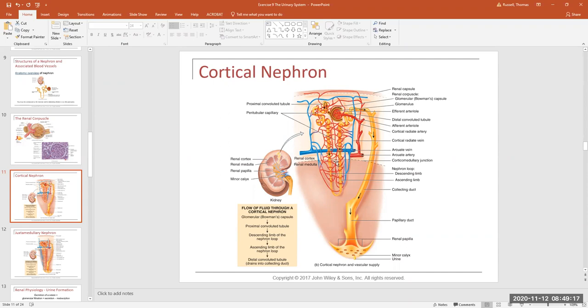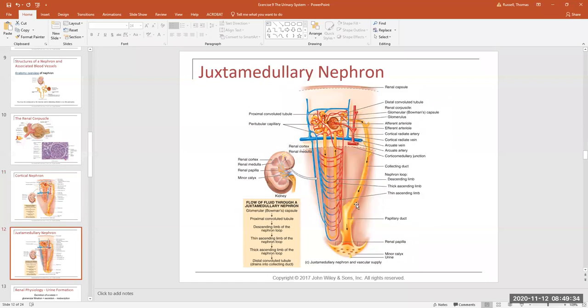So since there's a million nephrons in each kidney and 85% of all of the nephrons are this type, that means you have about 850,000 of cortical nephrons in the kidney. You have about 150,000 of these because you have about 15% of these, 15 to 20%. Juxtamedullary nephrons. So why do we call it that? Well, look at this little line right here.